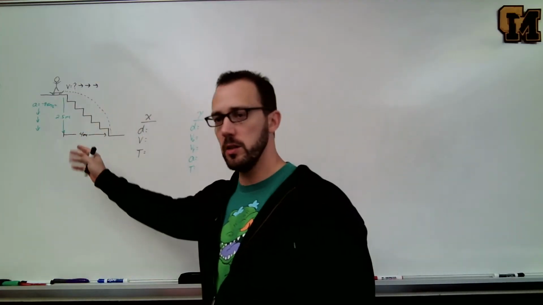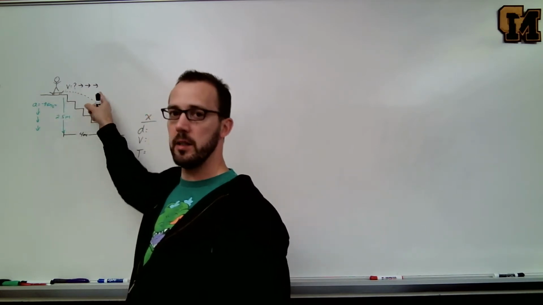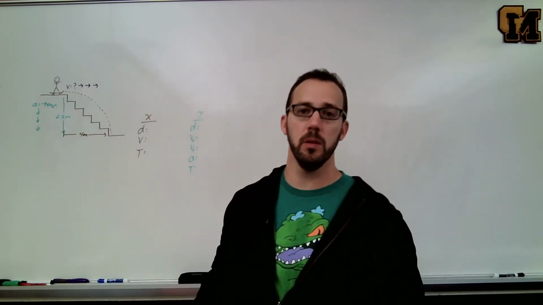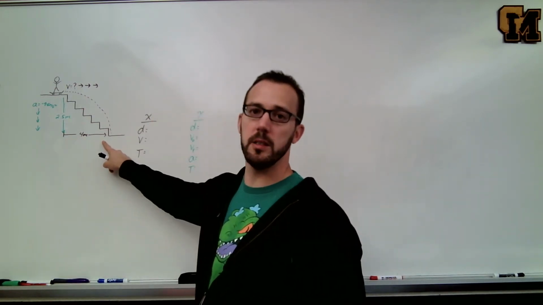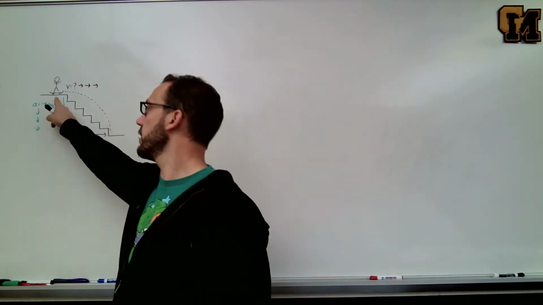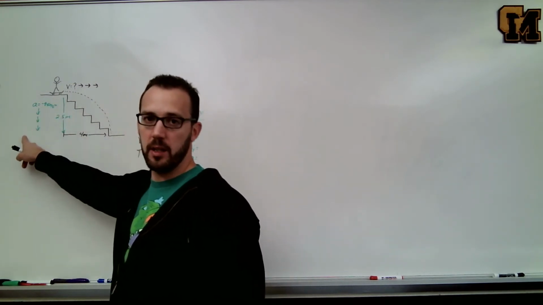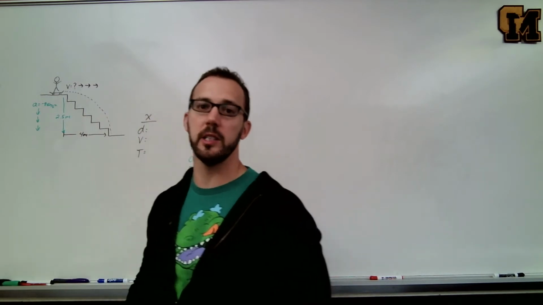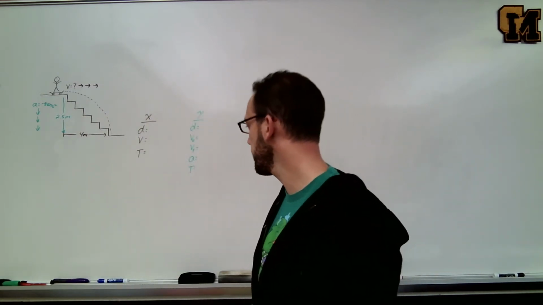Our picture is drawn. There's you on a skateboard. Your velocity going off of the steps is unknown. That's what we're trying to find. We do know that we have to travel a horizontal distance of 4 meters. We know that our drop is going to be 2.5 meters. And of course, every projectile has an acceleration down of negative 9.8 meters per second squared.